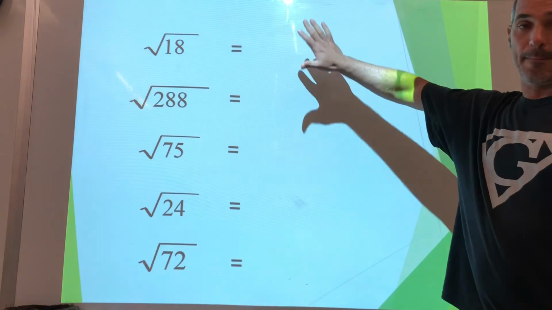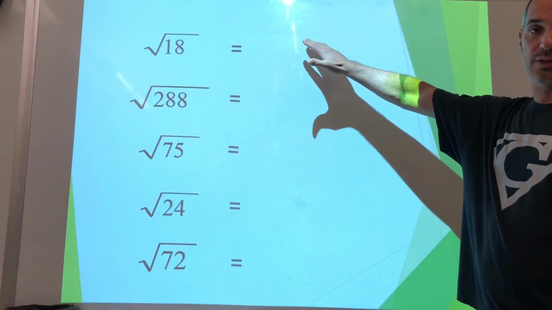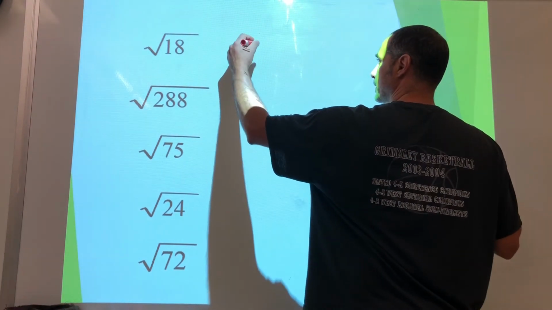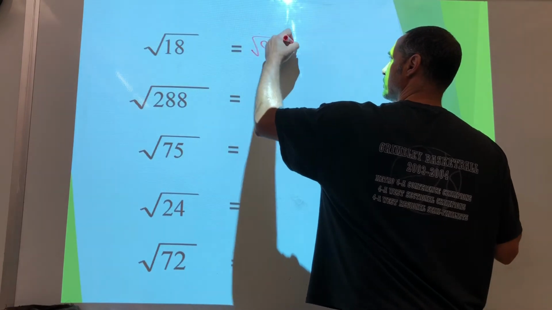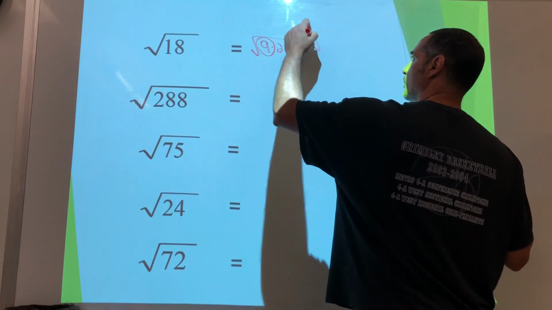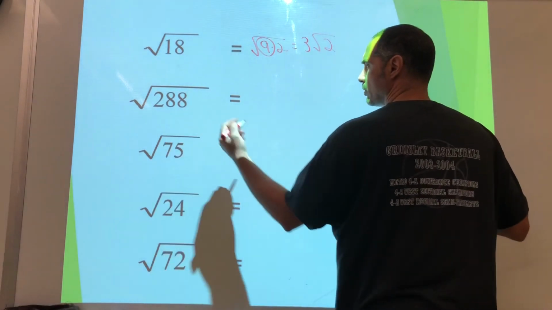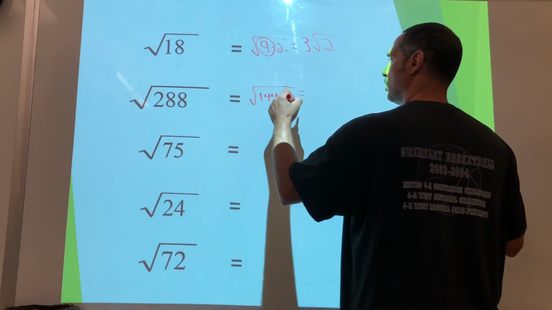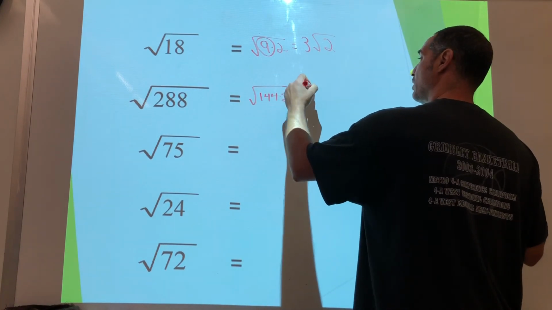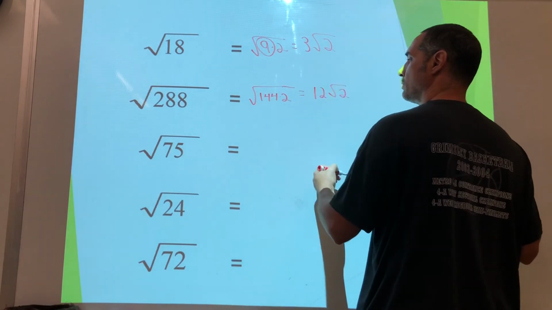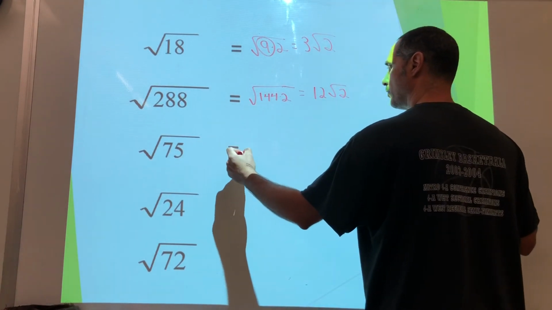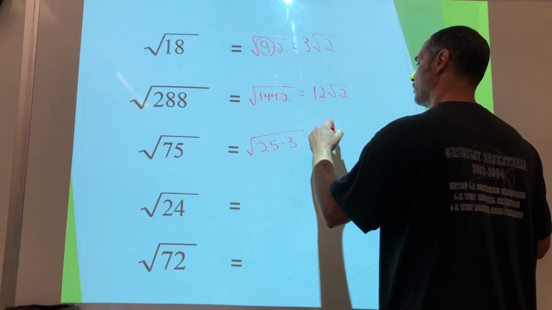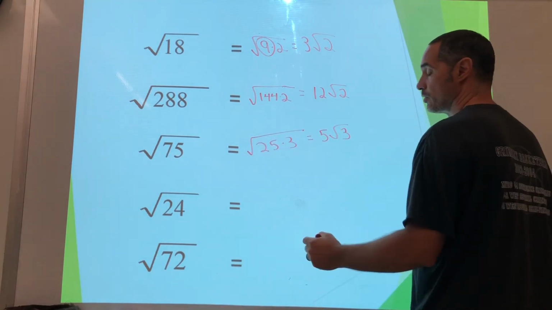All right. Here's some other ones. Take a minute, pause the video, try these on your own. Great. Now that you did that, 18 breaks down to 9 times 2, and square root of 9 is 3, so 3 root 2. Square root of 288, this breaks down to 144 times 2. Square root of 144, as we already went over, is 12, so this is 12 times the square root of 2.